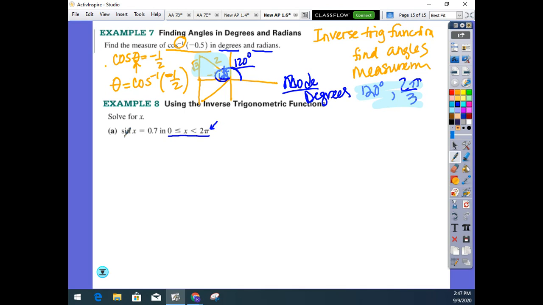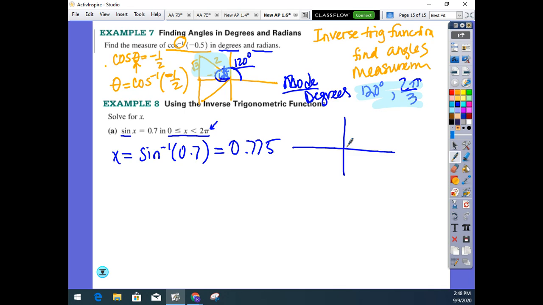So in order to solve for x, we need to get rid of sine. So we sine inverse both sides. So on your calculator, when you do sine inverse of 0.07, we get 0.775. All right. Now, let's think of the graph here. That was a positive answer, right? That was this angle right here in radian mode.